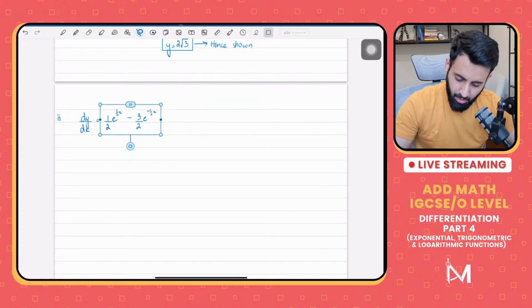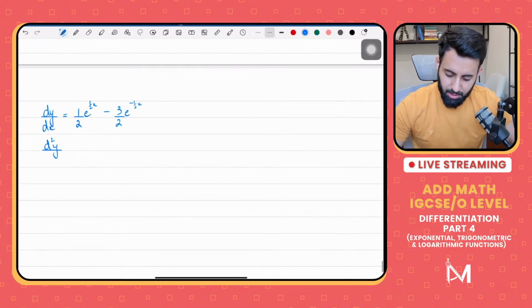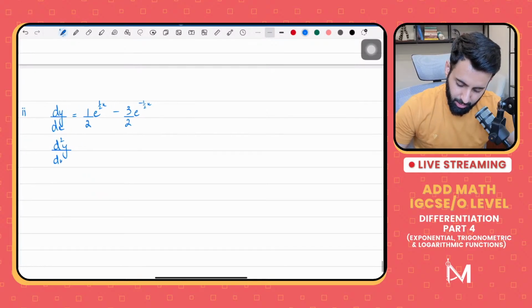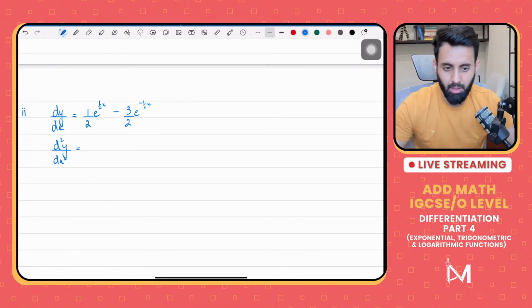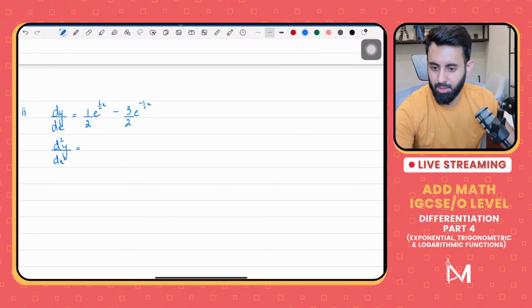Okay, now let's differentiate it one more time. Remember the rules of differentiation: no matter what function you're talking about, they remain the same. The rule for finding the stationary value, finding the double derivative, all that stuff remains the same. It won't change anywhere.